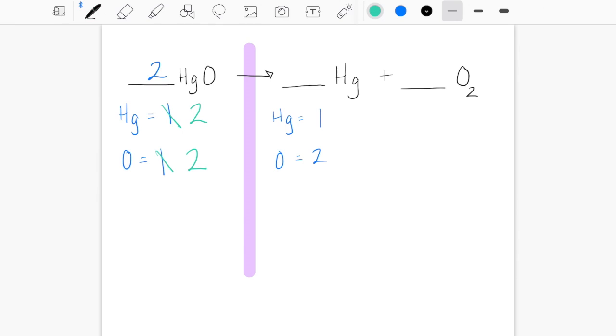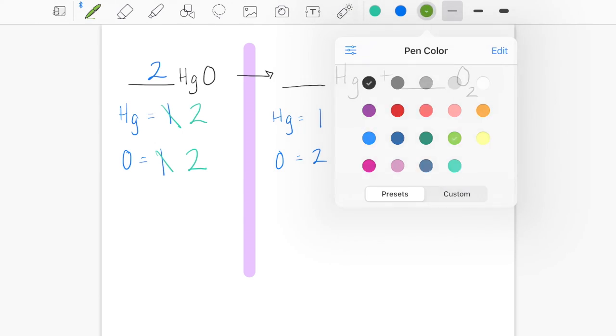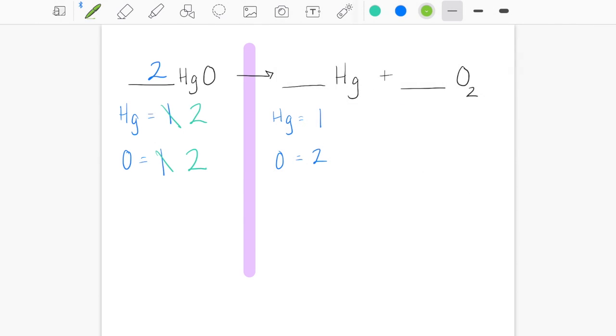So now my oxygens are matching, but my Hgs are not. I have 2 Hgs on this side, but only 1 on this side, so I can add in a coefficient here so that this Hg becomes a 2. So now this is balanced as well. My equation is now balanced.